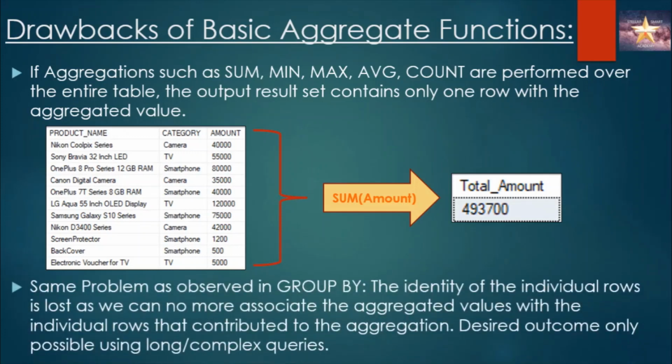If I want to associate this total amount with every row for a side-by-side analysis, I cannot do the same directly. I need to follow the same workaround as we just saw in the group by approach. So each row loses its identity of giving the total amount value.